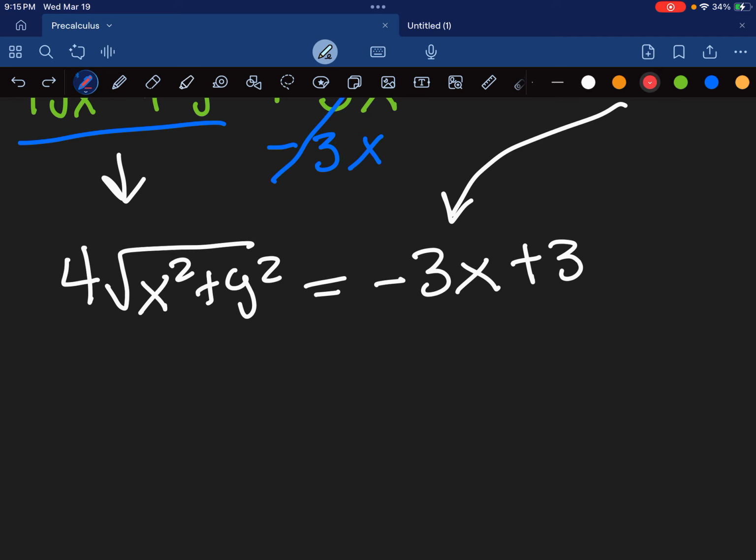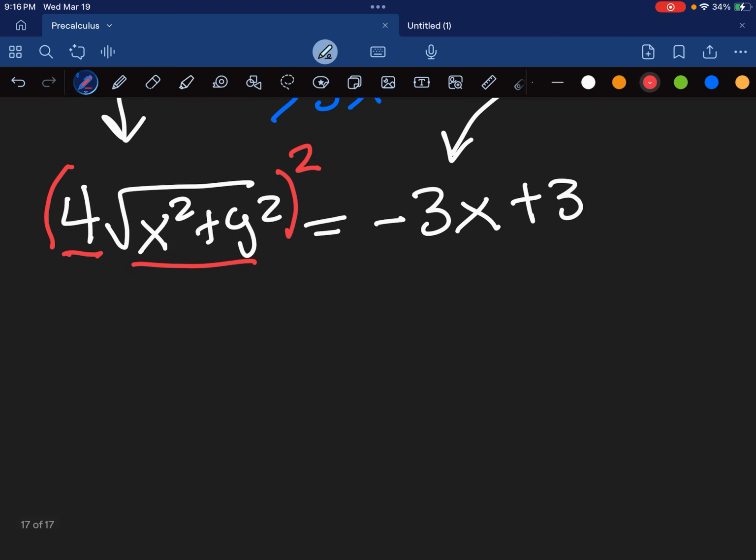So what we're going to do is just get rid of the square root. So we're going to square this whole entire section right here. And keep in mind that we're also going to be squaring the 4 also, not just the square root. So then we're left with 16. And since this 4 is attached to the square root, keep in mind that it's going to be multiplying also. So we're going to put a parentheses there with the x squared plus y squared. So this is what we're left off with.